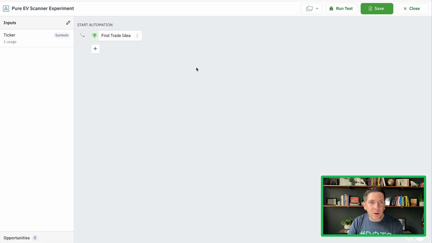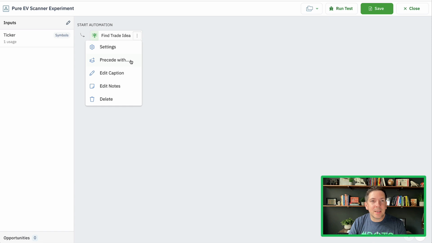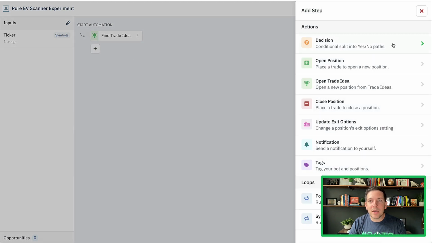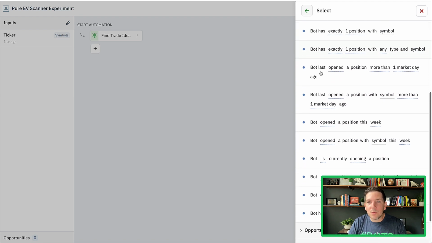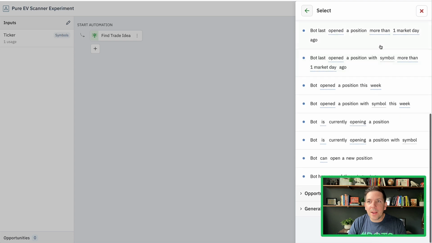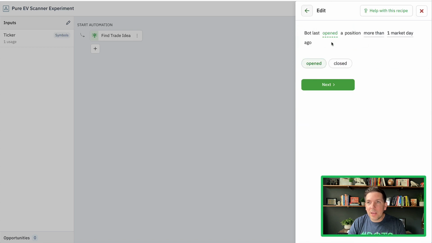We go into our scanner automation, and what we're going to do is precede this action of finding a trade idea with a decision. Now, this is something you can do in here with any of your decisions. And we're going to go down here to this one, which was that the bot last opened a position more than X market days ago, which is this recipe right here. So here's how we're going to do this one.